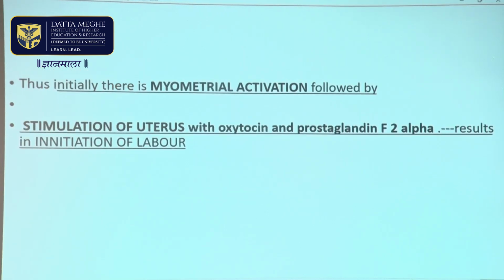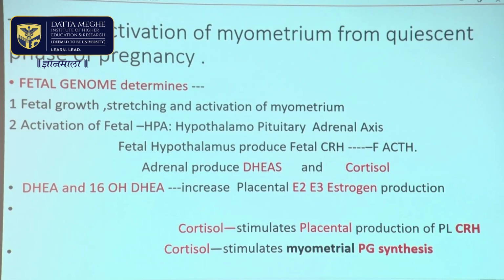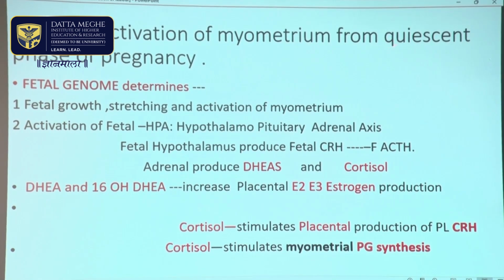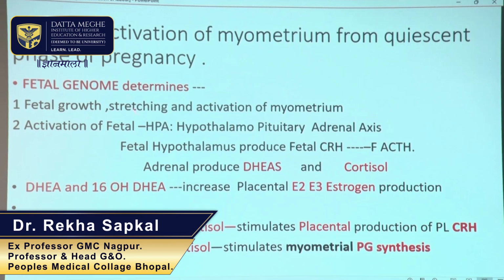Thus, initially there is myometrium activation followed by stimulation of uterus with the uterotonics, oxytocin and prostaglandin, and onset of uterine contractions or labor pains. During pregnancy, the uterus is in the quiescent phase. Actually, this fetal genome determines how much should be the growth of the fetus, stretching of the uterus and activation of myometrium.